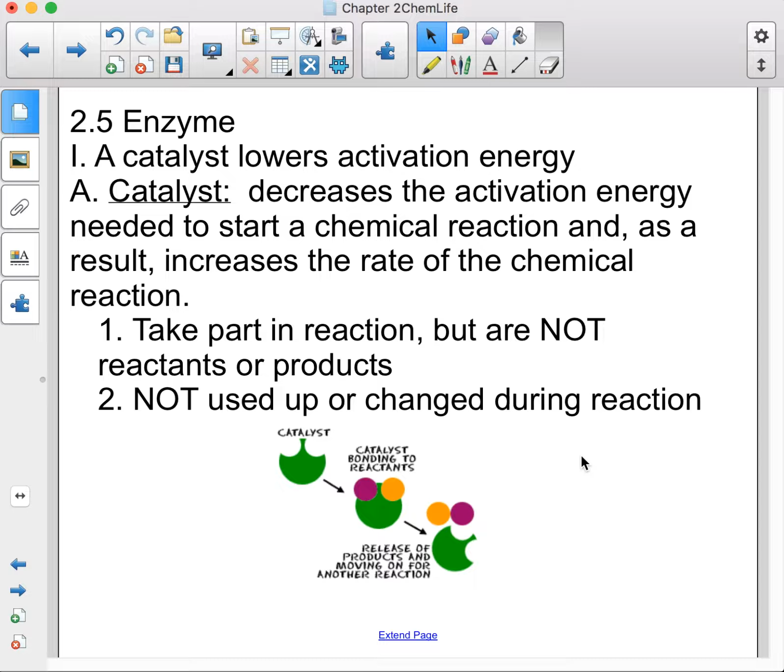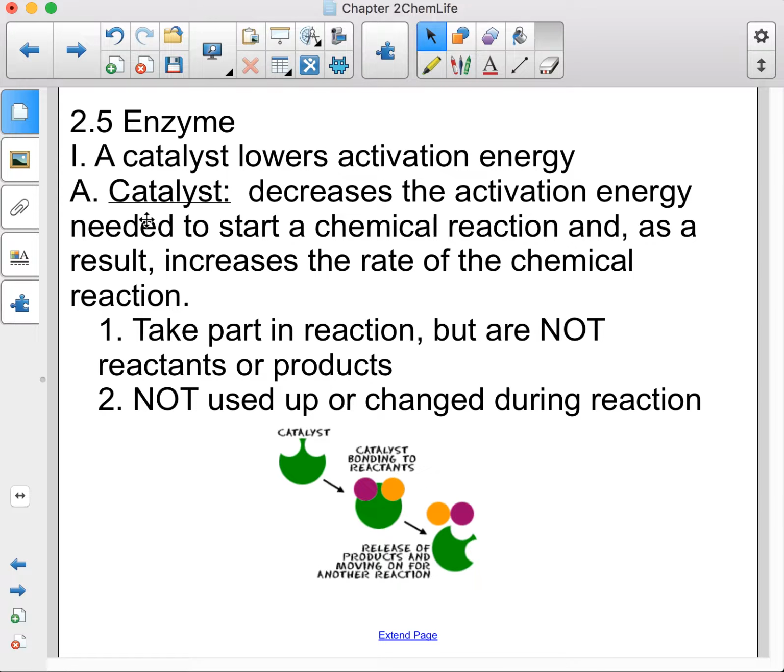A catalyst lowers activation energy. Yesterday, activation energy was a vocab term: the energy required to start a chemical reaction. We talked about the scenario of biking up the hill. It would be the energy of getting to the top of that hill. A catalyst decreases this activation energy, and as a result it increases the rate of chemical reaction because it's not going to need as much energy. It's kind of like taking a hill and cutting it in half. Not as much energy, and you can still undergo the chemical reaction.